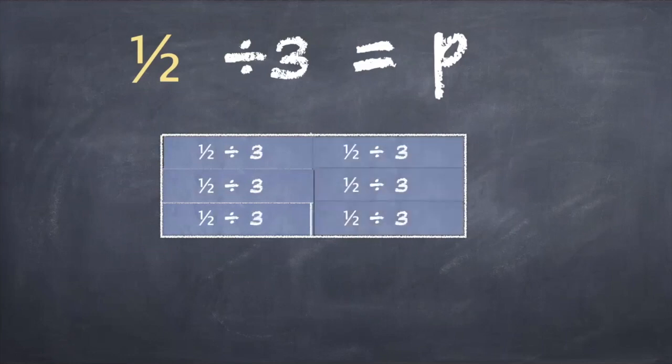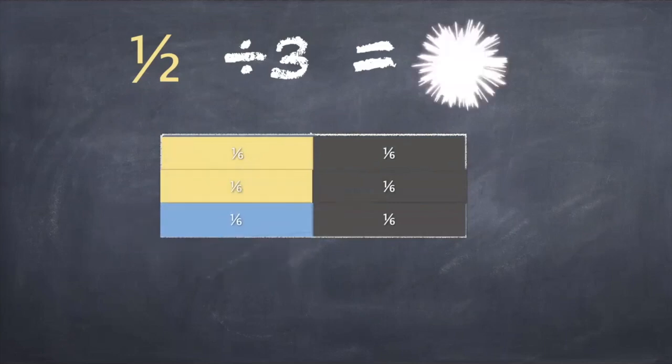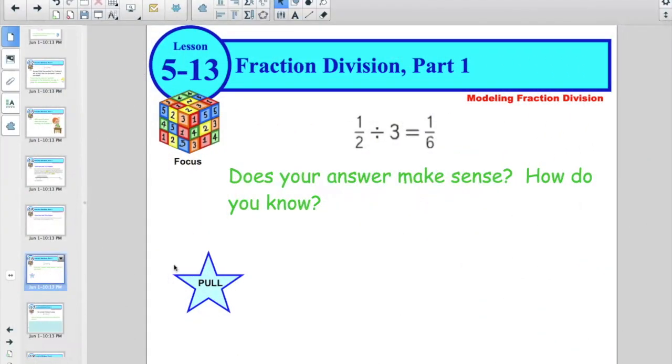And how many of those pieces are there that make up the whole? Well, there's 6 of them, so each one of those pieces is 1/6. That 1/6 is 1/2 divided by 3. So we've seen a few times that 1/2 divided by 3 does equal 1/6. Does it make sense? How do we know? Well, 1/6 is smaller than 1/2.